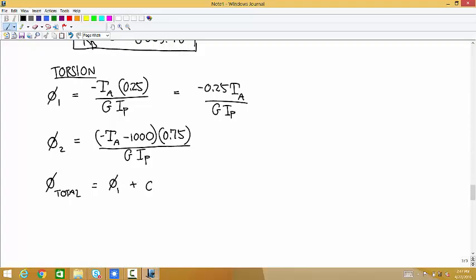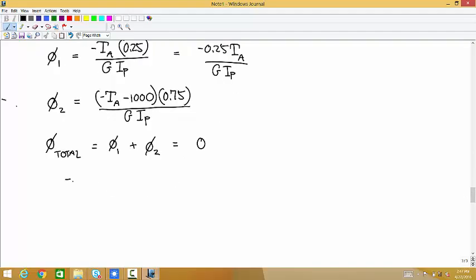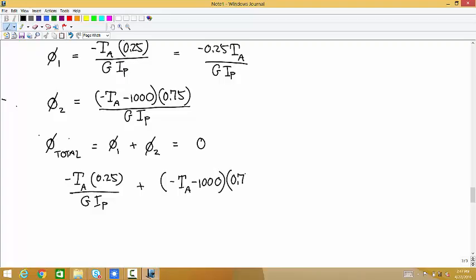And the total angle of twist is phi1 plus phi2, and that has to be equal to 0. So negative TA times 0.25 divided by GIP plus the quantity negative TA minus 1,000 times 0.75 divided by GIP is equal to 0.